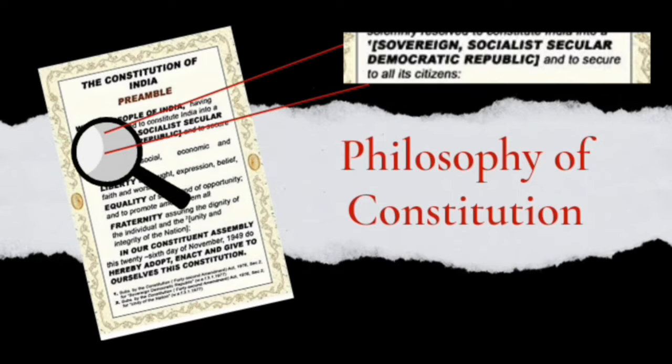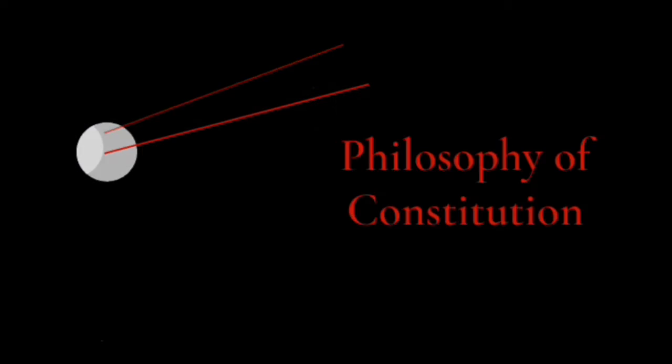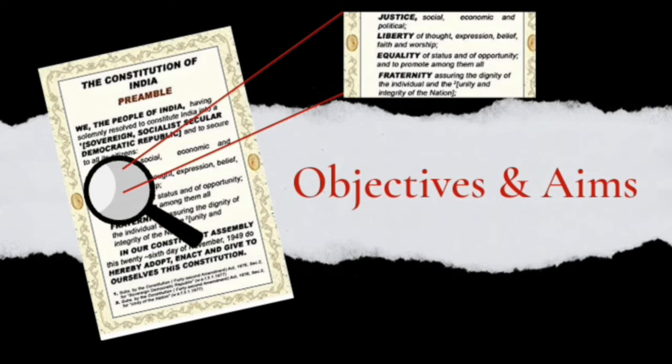Now the second aspect that can be ascertained is the philosophy of the constitution, which is sovereign, socialist, secular, democratic, republic. It denotes what the constitution aims to establish. The third aspect is objectives and aims. So what are they? Aims are nothing but intent and hopes you want to achieve at the end, and objectives are actions taken to achieve these aims.